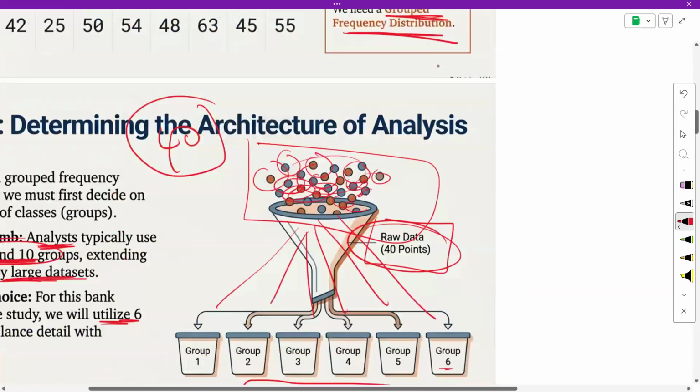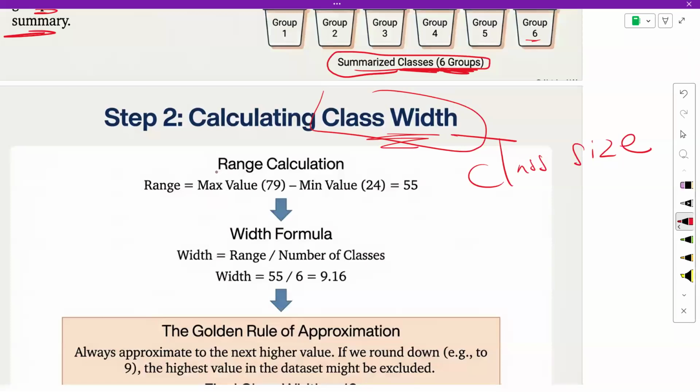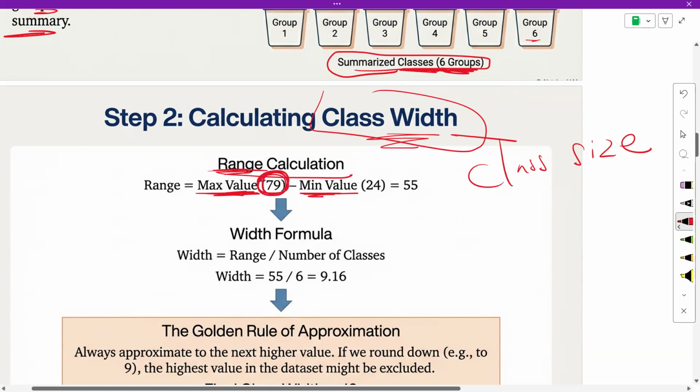Once we decide the number of groups, the second step is to decide the class width. Sometimes it's called class size as well. For that, we first need to calculate the range. Range means the maximum value in the data set minus the minimum value. In the data set, the maximum value is 79 and the lowest value is 24. So the range is 79 minus 24, equal to 55.